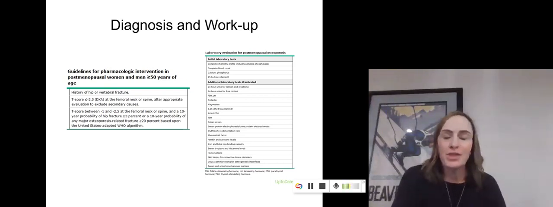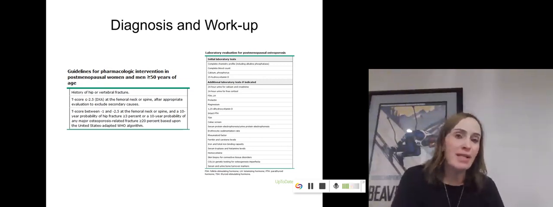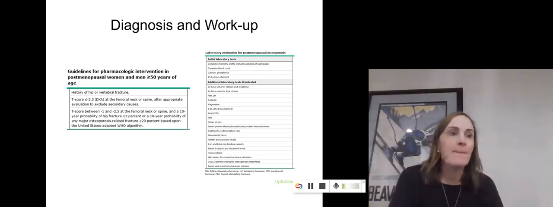Oftentimes what I will do, if you want to know if they're getting enough calcium, do a 24-hour urine calcium and see if they're spilling calcium into their urine. If their serum calcium is normal and they've got the presence of urinary calcium, they're getting enough calcium. If they've got a normal serum calcium and a low 24-hour urine calcium, they're not getting enough calcium. So that's one way to determine whether the patient is getting enough.